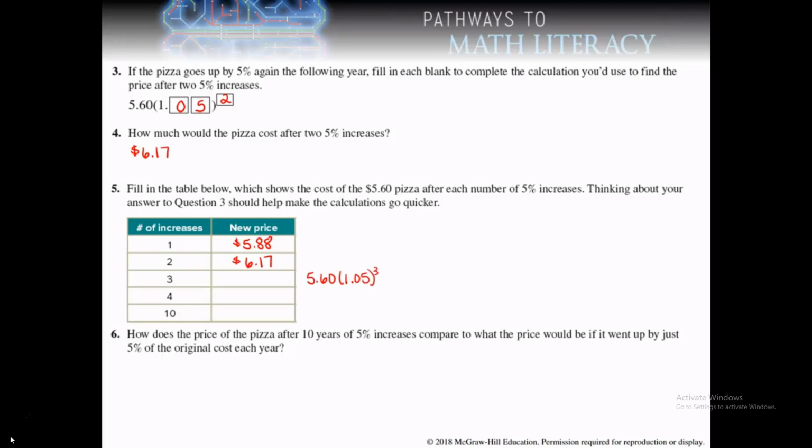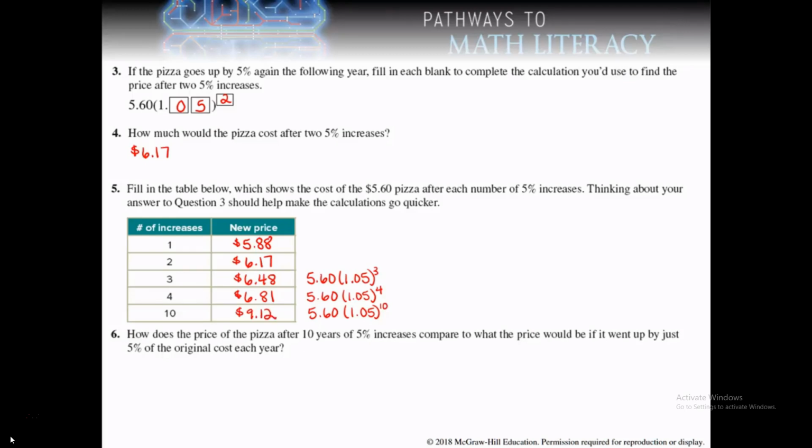That's going to give me $6.48. For 4 years, I could do $5.60 times 1.05 to the fourth. That's going to give me $6.81. And then for 10 years, that's where this calculation is especially helpful, I can do $5.60 times 1.05 to the 10th, and that'll give me $9.12.